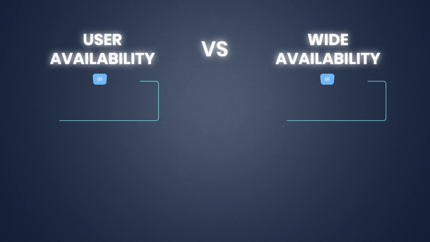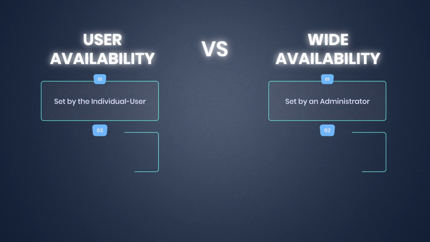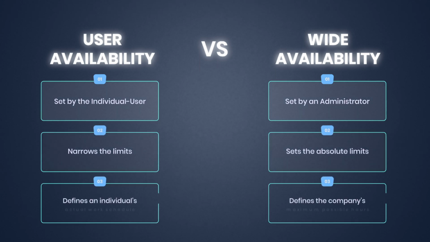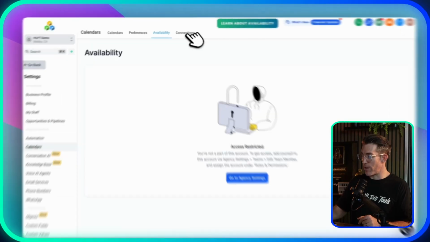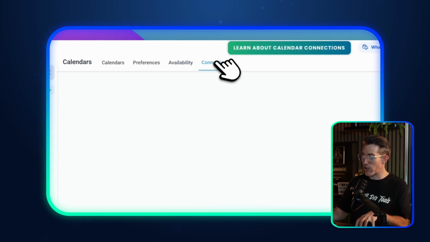You might, especially for round robin or group calendars, allow anybody to book 24/7, but an individual user, based on their time zone or their preferences or their work schedule, will have less availability there. And so that's managed in availability. And similar to that is the connections area.